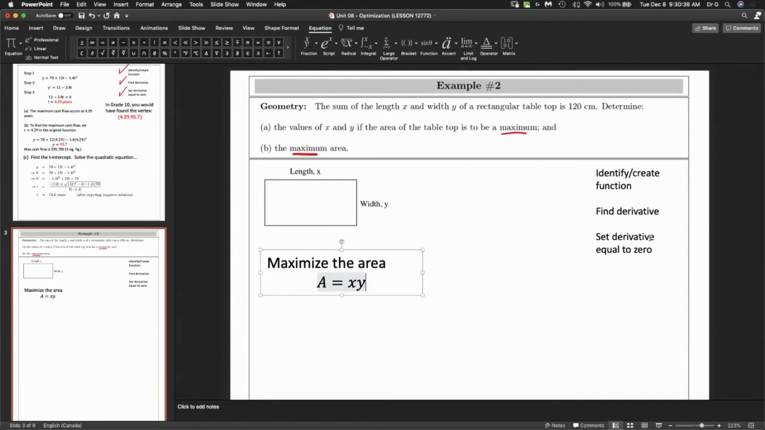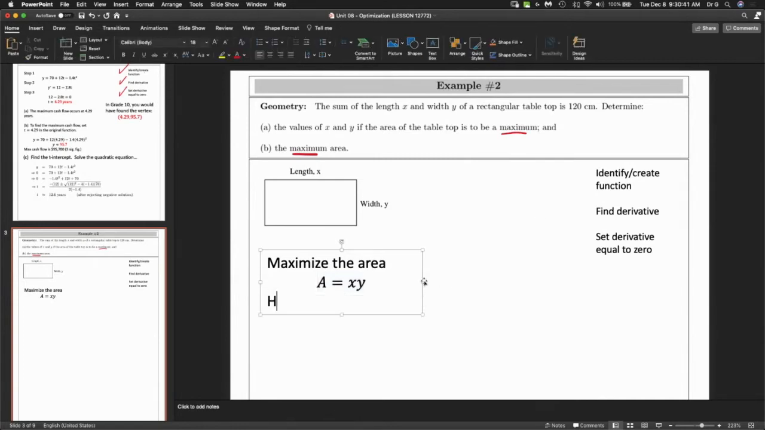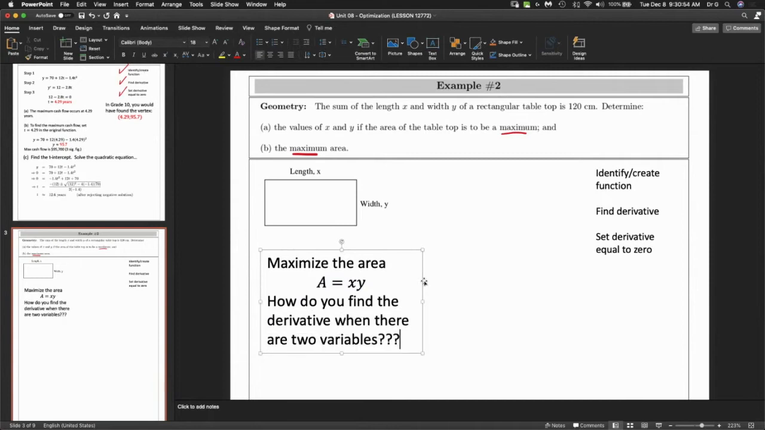Now, step 2 is to find the derivative. Wait a second. How do you find the derivative? Sorry, I'm typing it and saying it. I'll just type it. So that's a bit of a mess, isn't it? Because there is a way to do it, but it's a much more advanced branch of mathematics, multivariable optimization. We're only doing optimization with one variable.